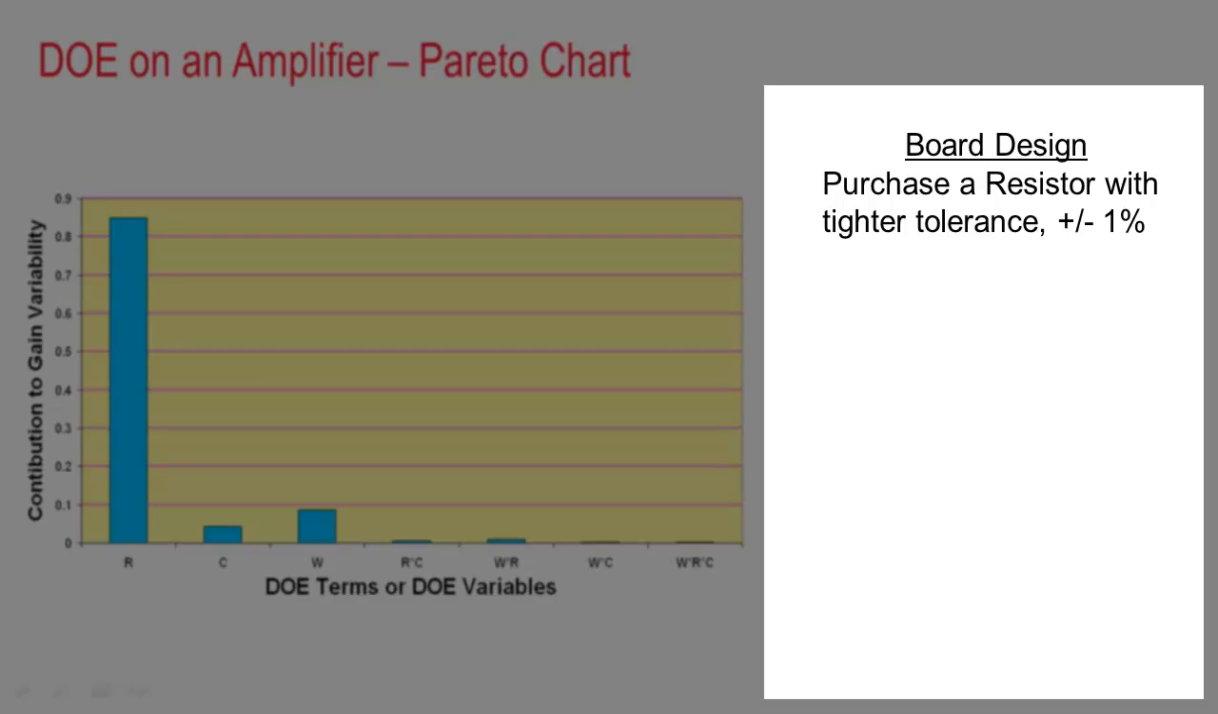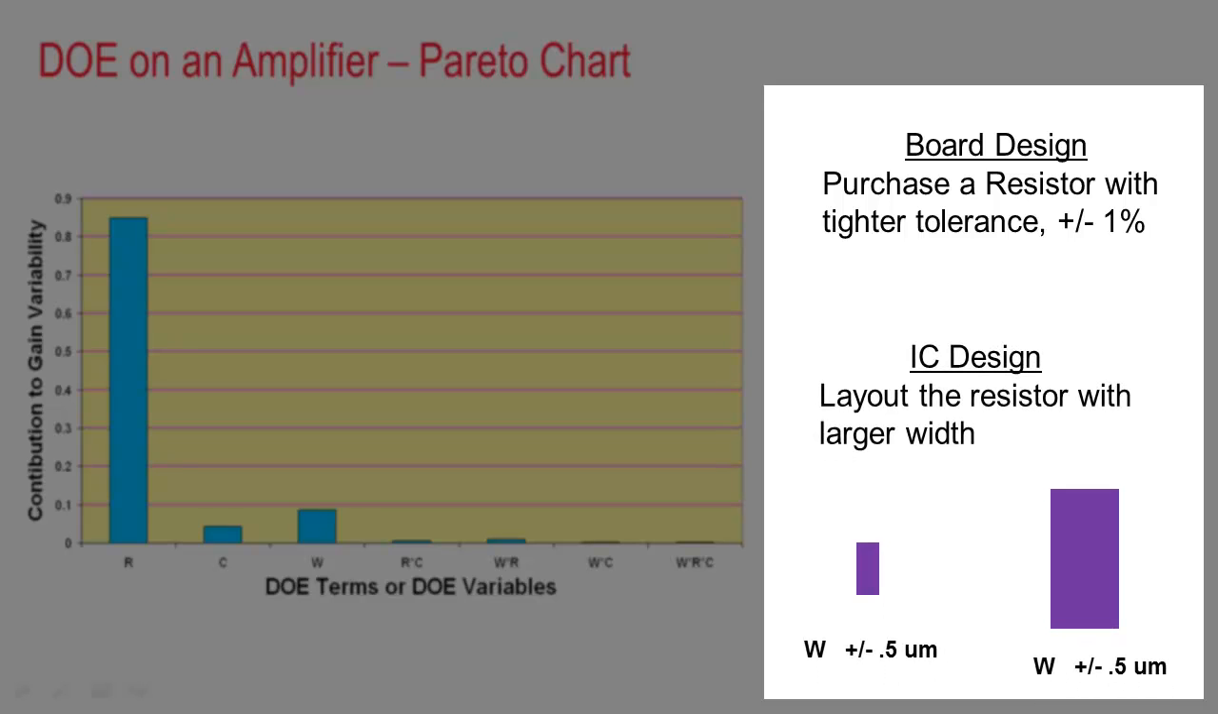If R is a surface mount resistor on a board design, we could pay a bit extra money and screen that resistor and control it to plus or minus 1% variation instead of plus or minus 5%. That is one way to fix the problem and reduce its effect.